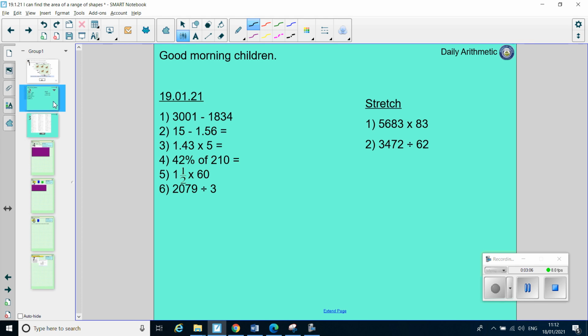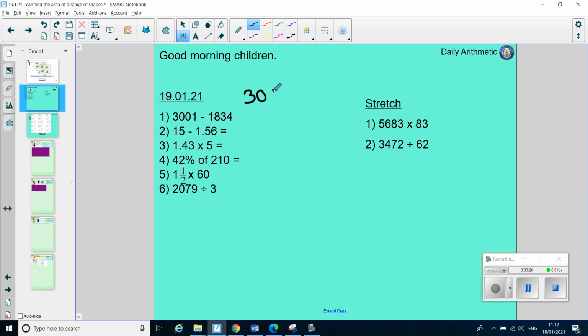Okay, before we go into the main part of our lesson then, as usual, we've got our 6 arithmetic questions. So if you pause the video now and have a go at those. Okay, Year 6. I'm going to go through the answers then. I'll model some of them, but not all of them.